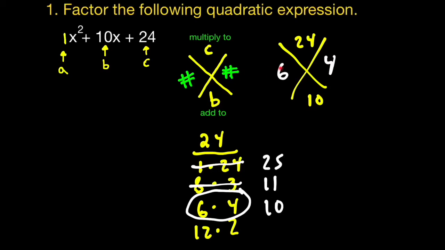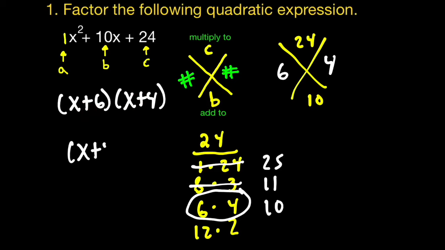Once you've identified the pair that multiply to the value for c and add to the value for b, you can rewrite the trinomial as the product of the two factors. In this case, x plus 6 multiplied by x plus 4. And because of the commutative property of multiplication, I want to note that you can also write the expression as x plus 4 multiplied by x plus 6. Both of these mean the exact same thing.